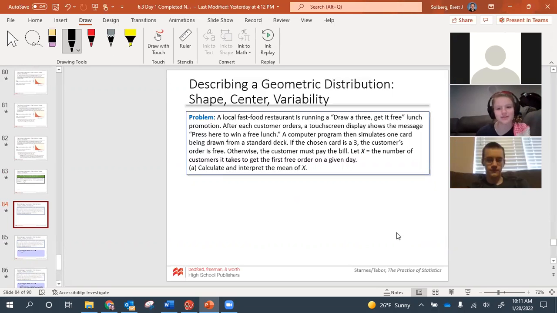A local fast food restaurant is running a draw a 3 get a free lunch promotion. After each customer orders, a touchscreen display shows the message, "Press here to win a free lunch." A computer program then simulates one card being drawn from a standard deck. If the chosen card is a 3, then the customer's order is free. Otherwise, the customer must pay the bill. Let X equal the number of customers it takes to get the first free order on a given day. Calculate and interpret the mean of X.